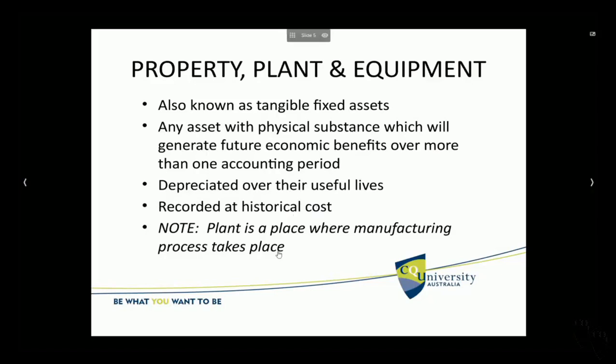Now, one of the common questions we get is what is plant? So we see property, plant and equipment. Most people have an idea about what property is, and most people have an idea about equipment, but what is plant? Plant is a traditional term that was used for manufacturing processes. It's a physical building where different forms of the manufacturing process occur, and they called that a plant. So that's where the term originates from. So property, plant and equipment.